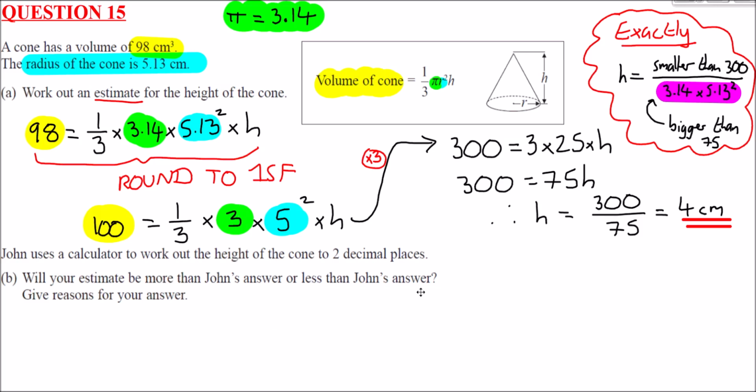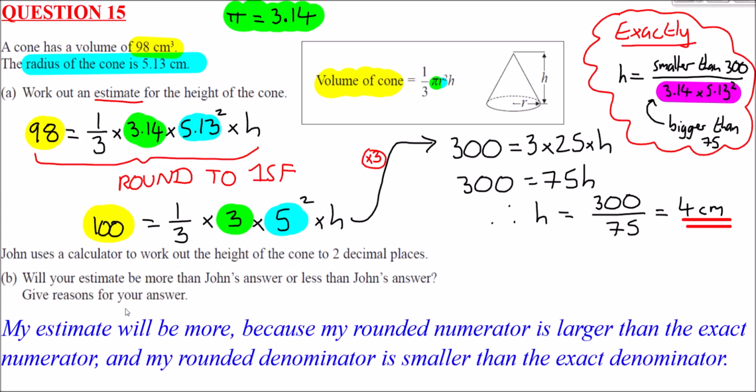So a bit of an awkward way of wording this question, but something along these lines is what you need to put. You need to put your estimate will be more because my rounded numerator, this 300, is larger than the exact numerator. That would have been 3 times 98, which is smaller than 300. And you need to say that your rounded denominator is smaller than the exact denominator. Our rounded denominator is 75, but we rounded down pi from 3.14 to 3, and we rounded down the radius from 5.13 to 5. And so wording along those lines will get you the marks, but part B I do think is fairly awkward, to be fair.